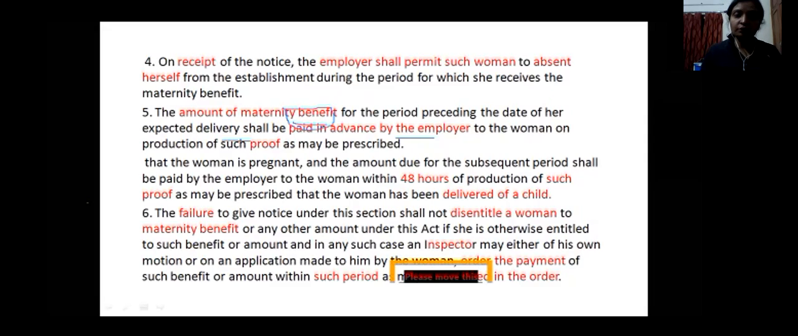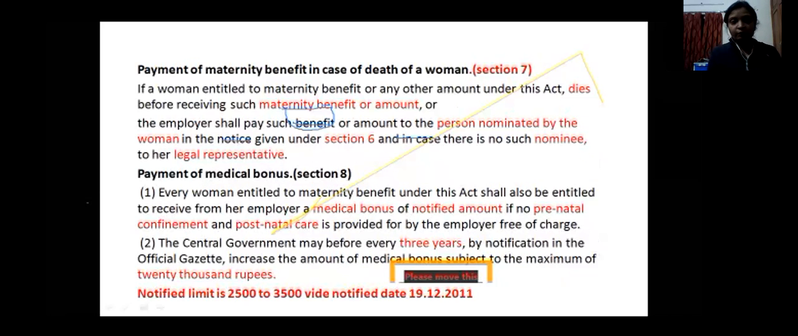So whatever amount the employer has to pay to the concerned woman, he has to pay the amount in advance. And after what? After the woman gives the proof for it. ठीक है, जब woman proof दे देगी उनको कि okay, I'm pregnant and for so and so period I will not be able to come for the work, in that case the employer has to pay the amount in advance, and the remaining amount after the advance, the employer can pay within 48 hours. Employer कब pay कर सकता है?